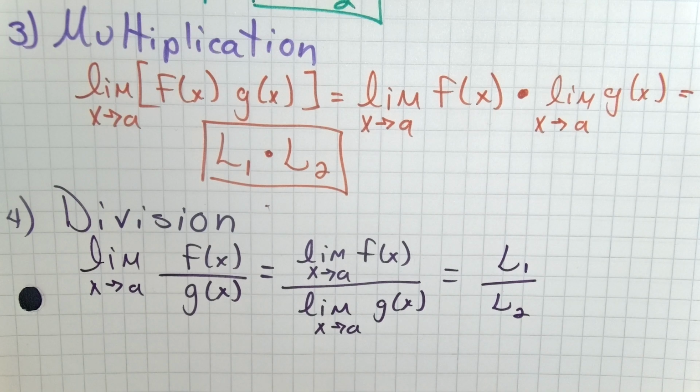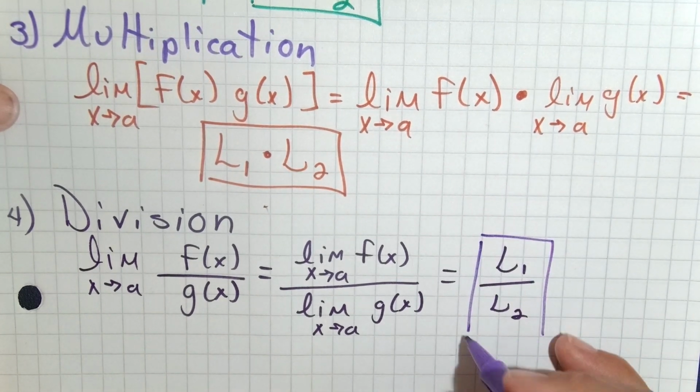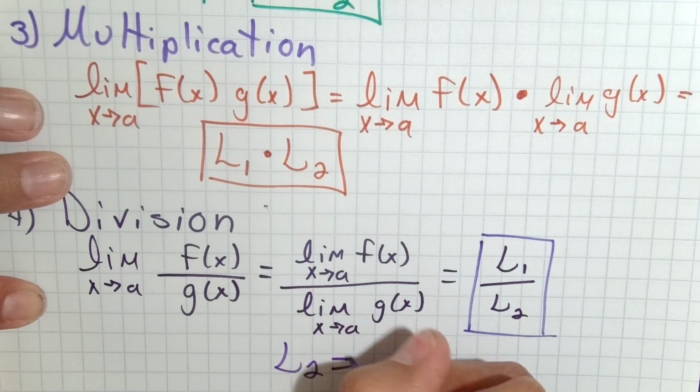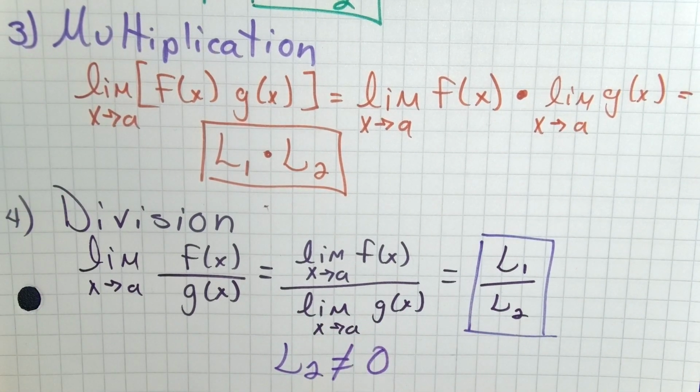What can't we divide by in math? There's one number we can never divide by. 0. L2, so the limit at the denominator cannot equal 0. This is very important, and we'll talk about this for level 4 and possibly in the next coming weeks. Okay?